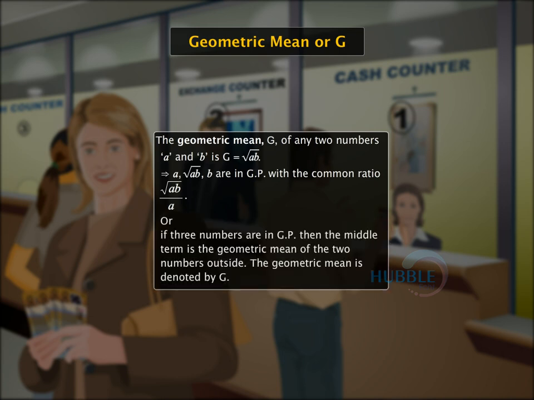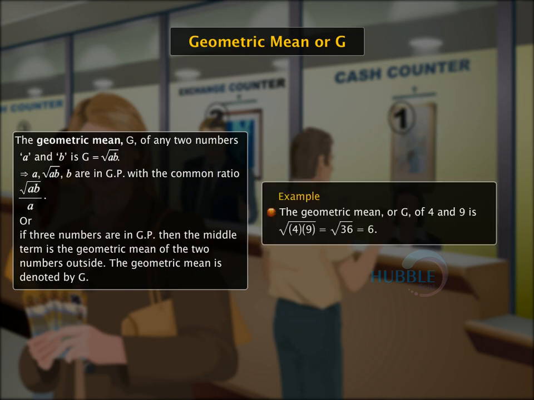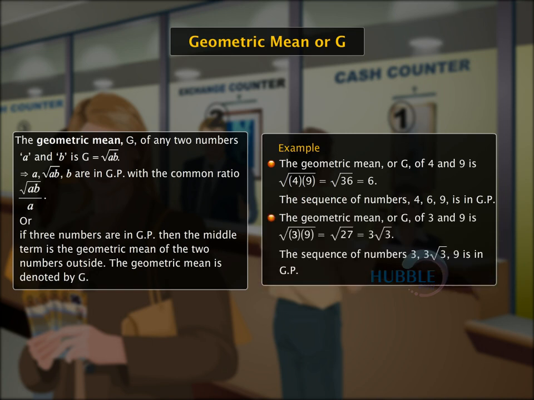Also, the numbers a, the square root of the product of a and b, and b form a geometric progression. In other words, if three numbers are given in GP, then the middle term is the geometric mean of the two numbers outside. For example, the geometric mean g of two numbers 4 and 9 is 6, which is the square root of the product of 4 and 9. Therefore, the sequence of numbers 4, 6 and 9 is in GP. Similarly, the geometric mean or GM of 3 and 9 is 3 root 3.